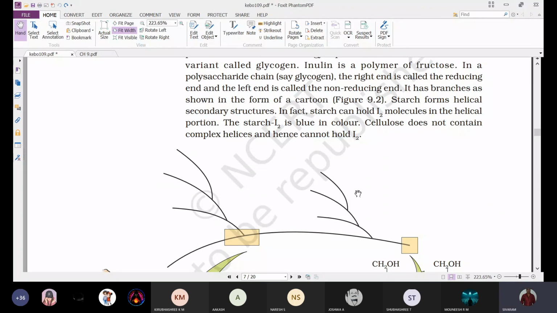That is, starch forms helical secondary structures. In fact, starch can hold iodine molecules in the helical portion. That's why the starch and iodine reaction gives a blue color. And next, cellulose does not contain complex helices and hence cannot hold iodine. When compared to starch, cellulose does not have the helices. That's why it does not give any color with iodine.